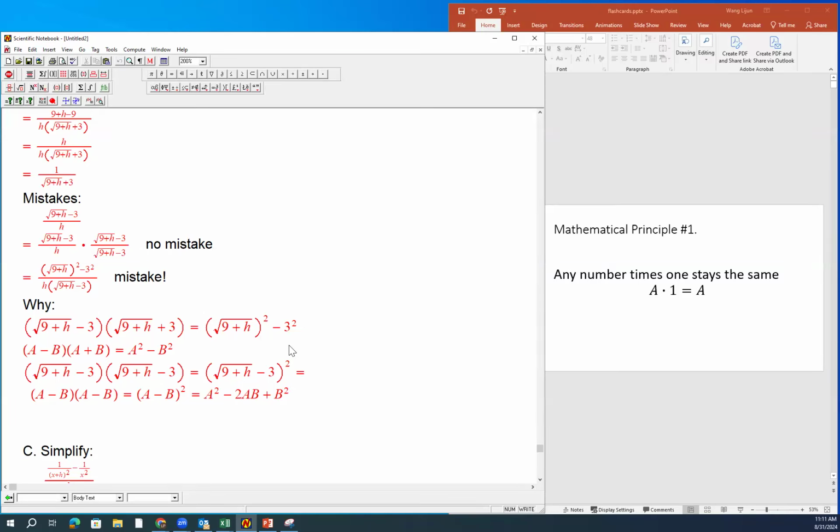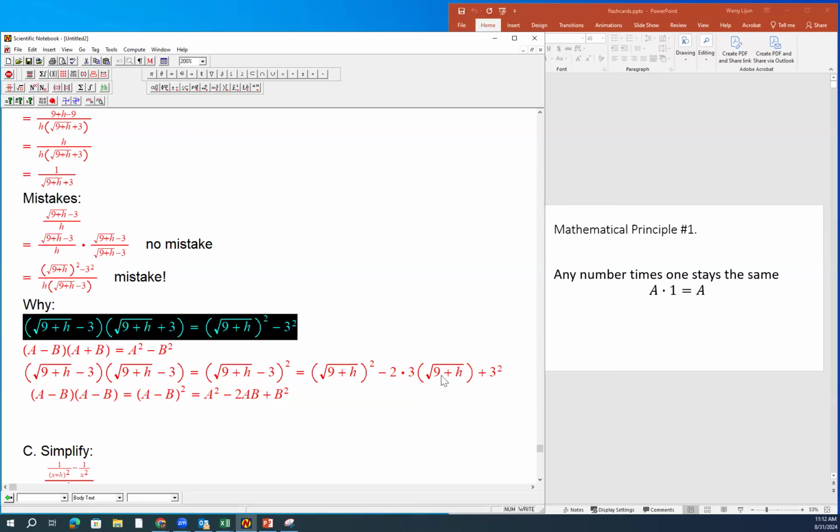And that's going to be equal to, you have this part, you also have a 2AB, 2 times A times B, B is 3, and you also have a plus 3 squared. You don't have a minus 3 squared. You can see these two are different. When you make a mistake like that, it's over.